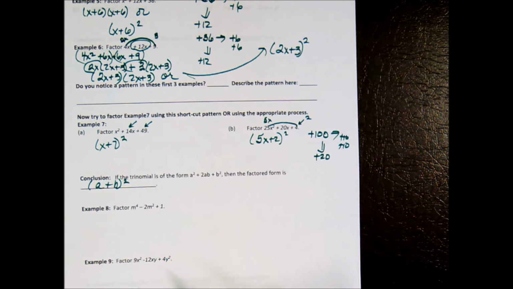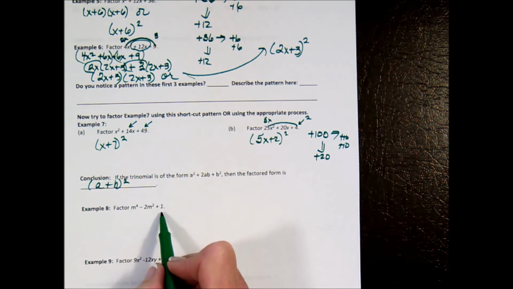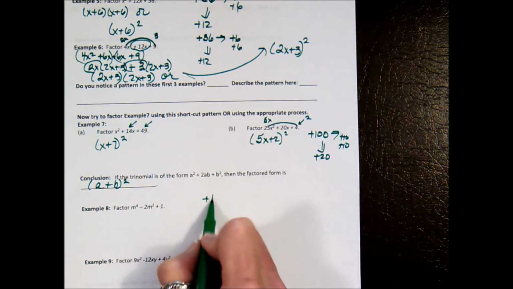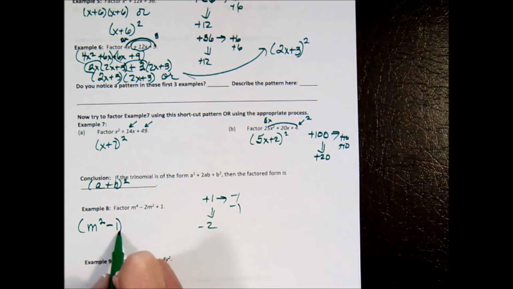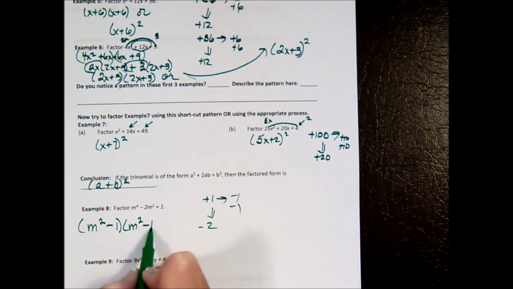The same thing works with subtraction. Here, I would want you just to factor it using the short process. Factors of positive 1 that add up to negative 2 are negative 1 and negative 1. Since this is a short process, it would be m squared, that's how you get m to the 4th, minus 1 times m squared minus 1.